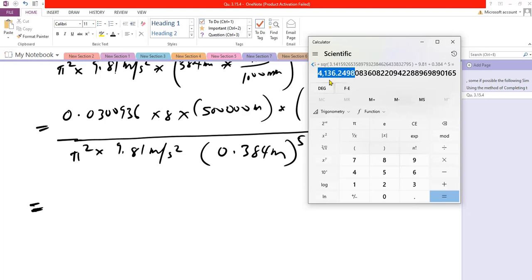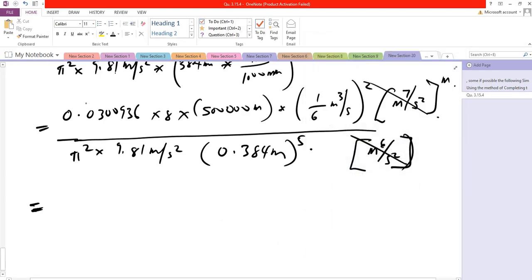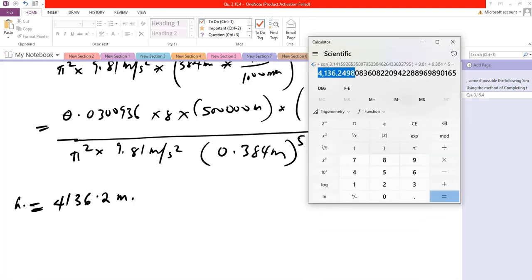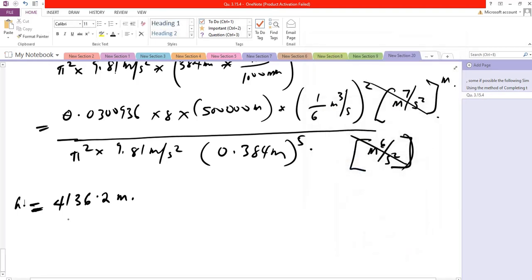This is 4136.2. So what we got was 4136.2 meter. Okay, correct. Now we needed to change this to Pascal. Now you know which is pressure, which is the pressure loss.